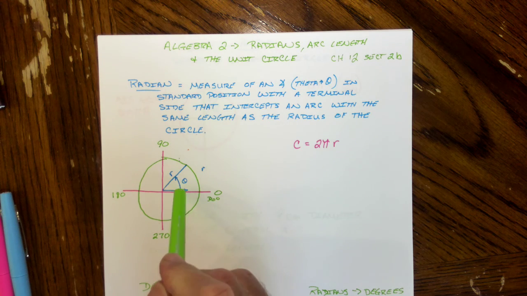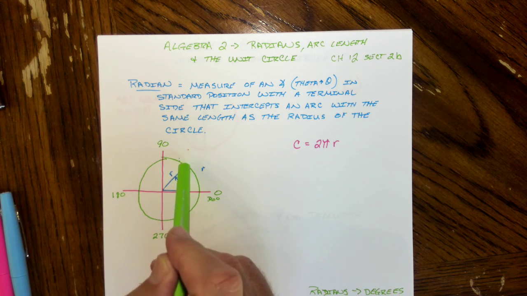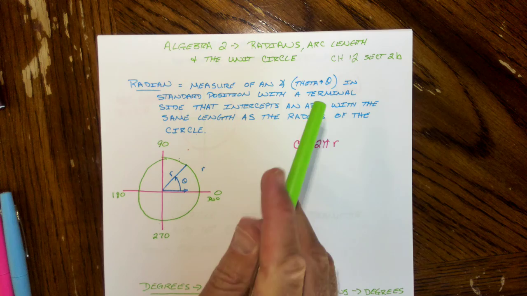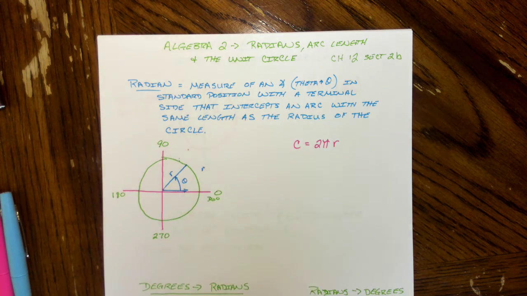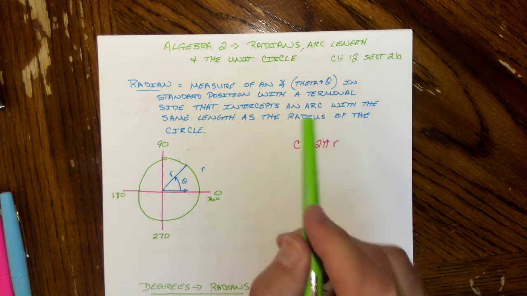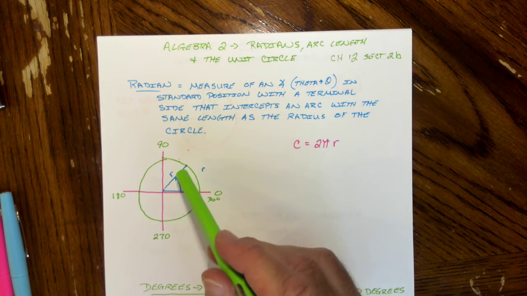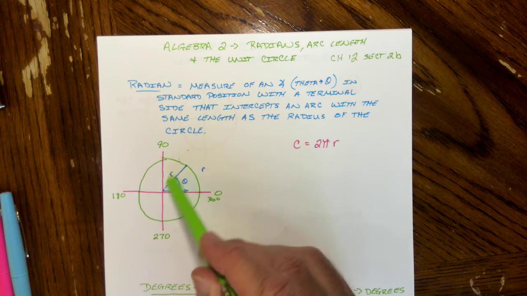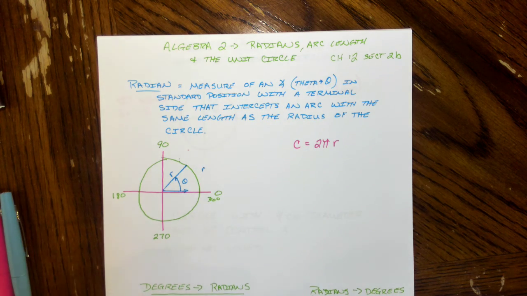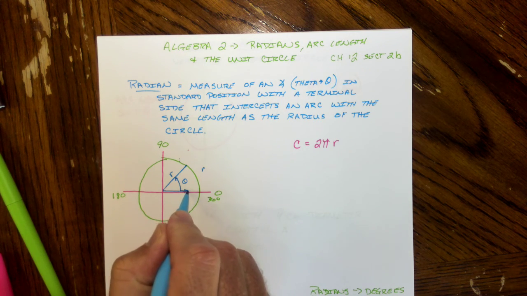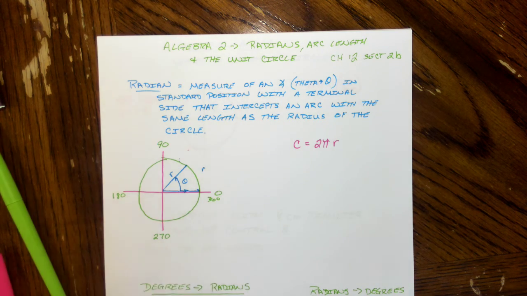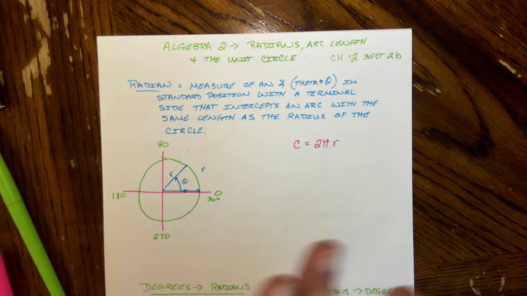So here's theta. The radian is the measure of the angle, theta, in standard position. Terminal side has to intercept an arc with the same length as the radius of the circle. So this arc crossing has to be the same length as the radius of the circle, if I take this all the way out here to there. Okay, so there's our definition, and bear with me.